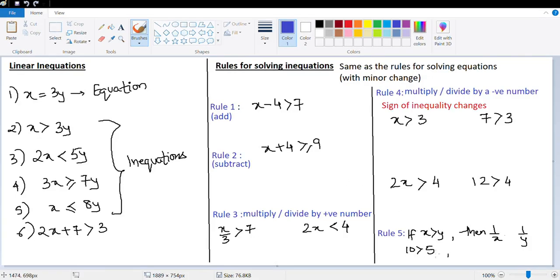Hi guys, let's start a new chapter. It's called linear inequations in one variable. So let's look at something we've already done. We've already done how to solve simultaneous equations. We've done how to solve quadratic equations.